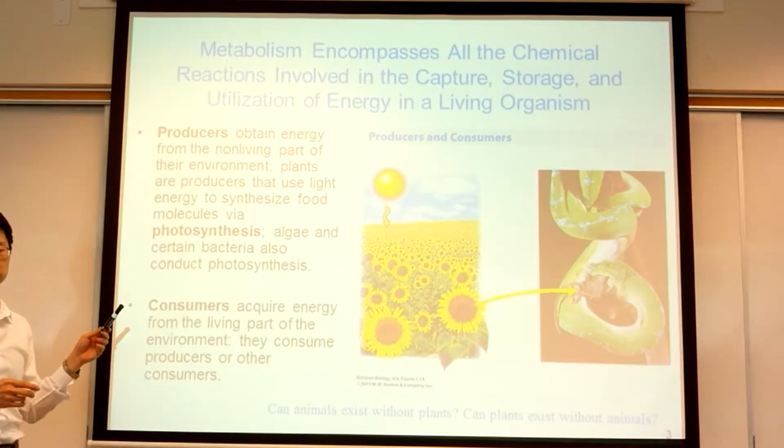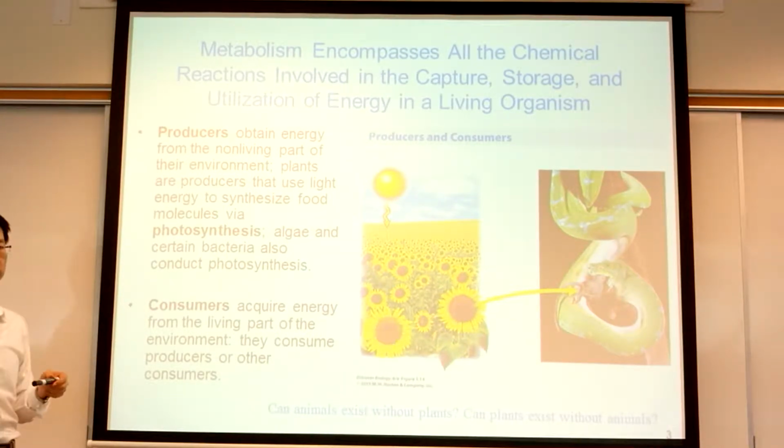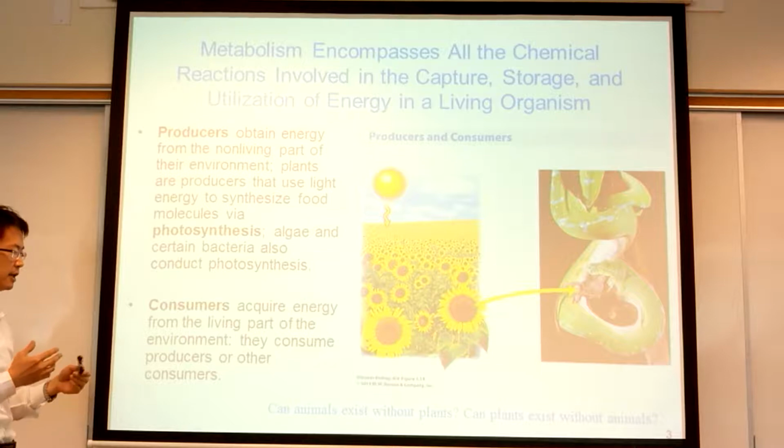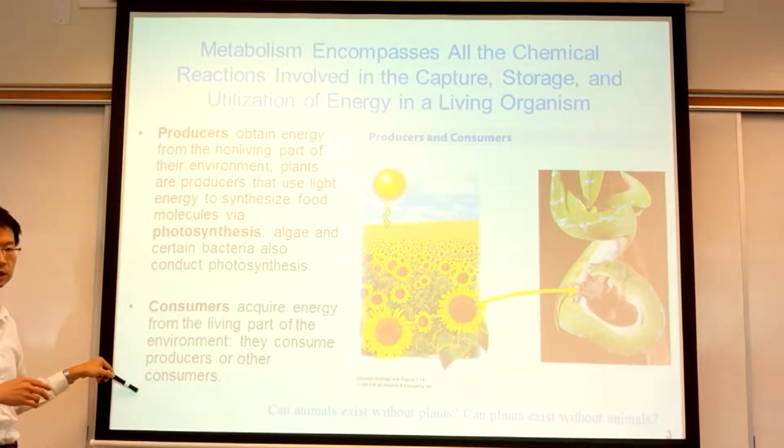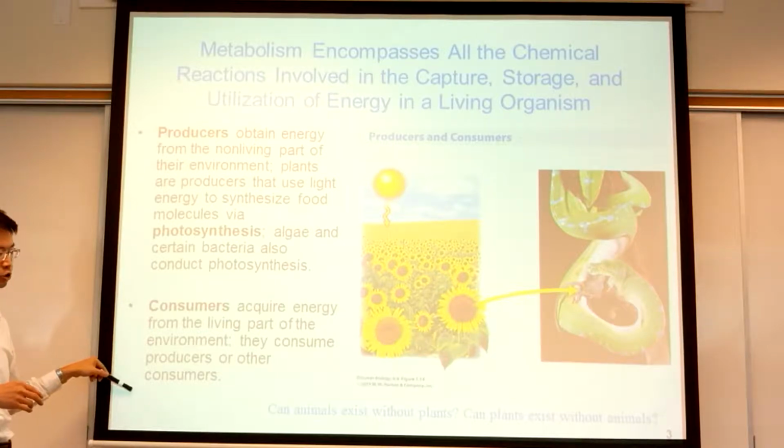Consumer or heterotroph, they cannot make their own food. That's why they have to eat others. They have to eat the producers, or they have to eat other heterotrophs or other consumers.